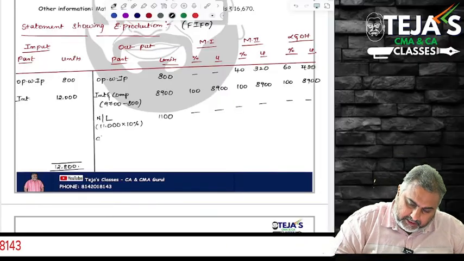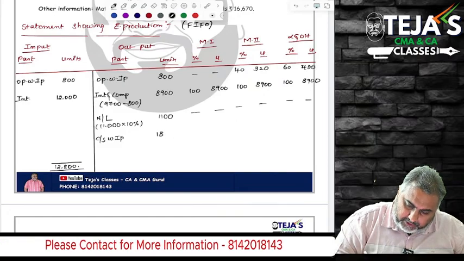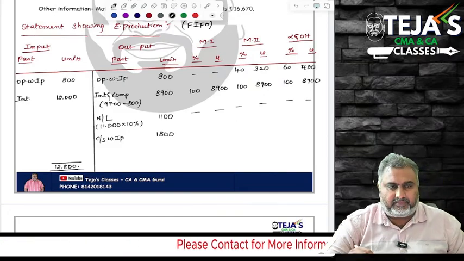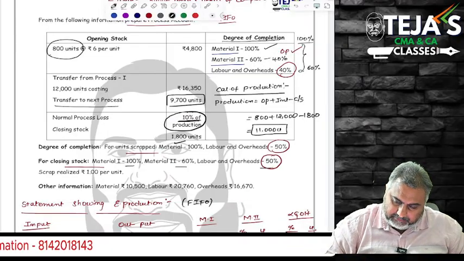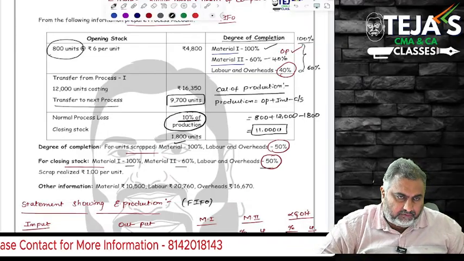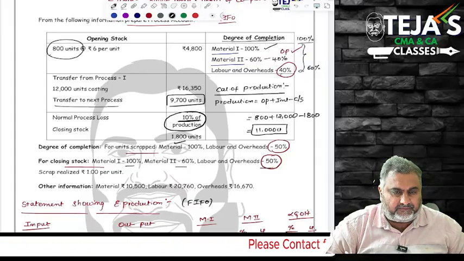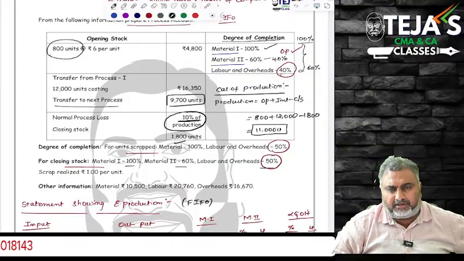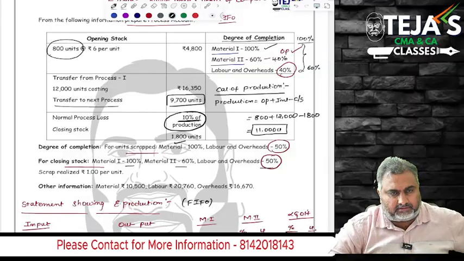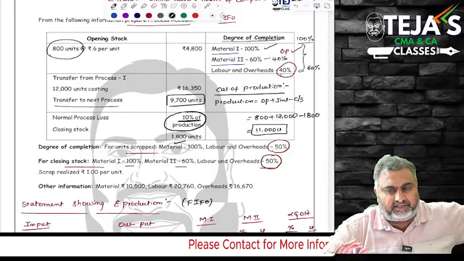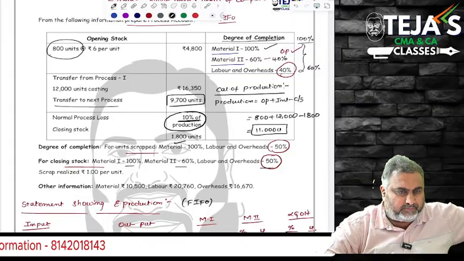Okay. Then closing work in progress. How many units are there? 1800. See, sir, what is the degree of completion given for that in the question? Material 1 100%, material 2 60%, labor and overheads 50%. Sir, from the closing point of view, what am I supposed to take? Whatever the given percentage in the question, you need to take, that is the degree of completion. Sir, why? As on the date, material 1 is 100% completed.